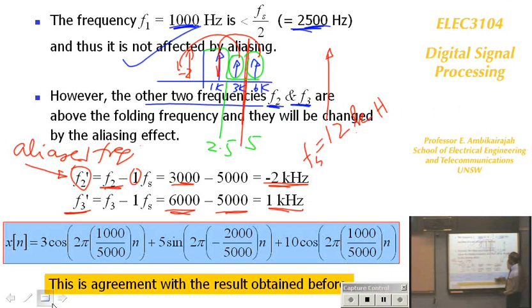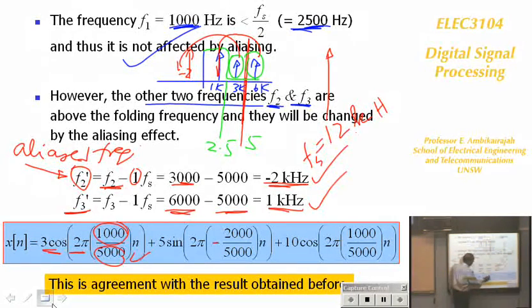So you can see, when you select the wrong sampling, the frequencies which are outside the half the sampling region will reflect back inside by using this formula. Now you know the three frequencies. If you write the discrete signal, it is 3 cos 2 pi, first one is 1000 over 5000, no aliasing. Second one is aliased to minus 2000. And the third one is 10 cos 2 pi, aliased to 1000. So you know the formula anyway.